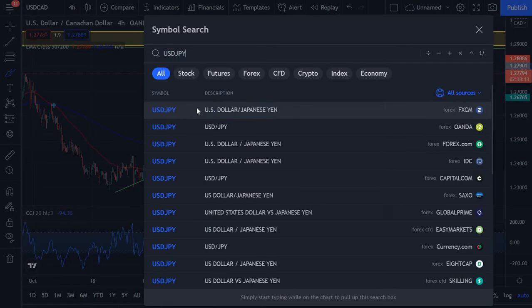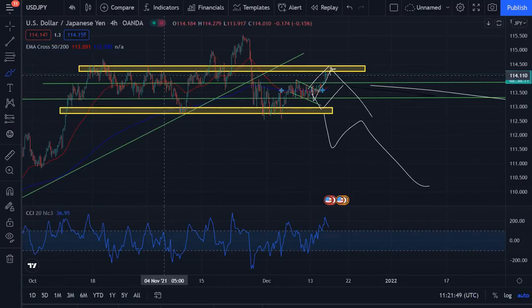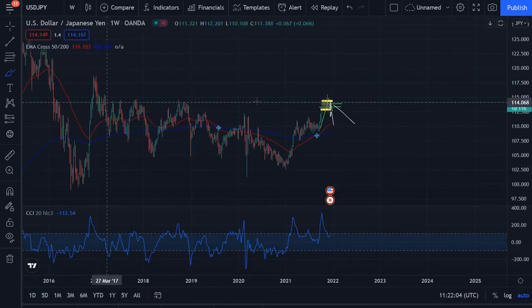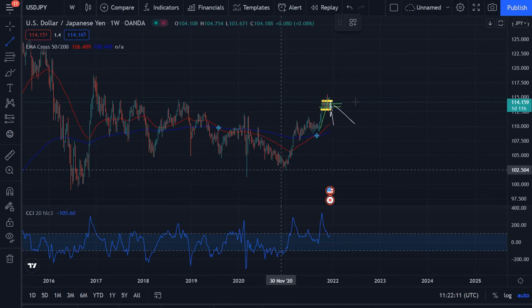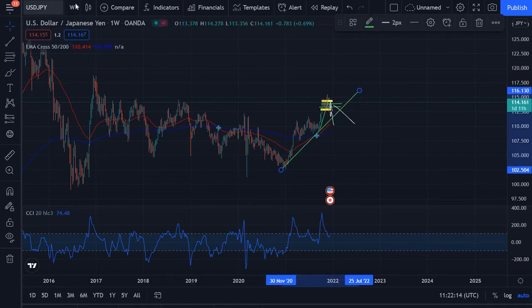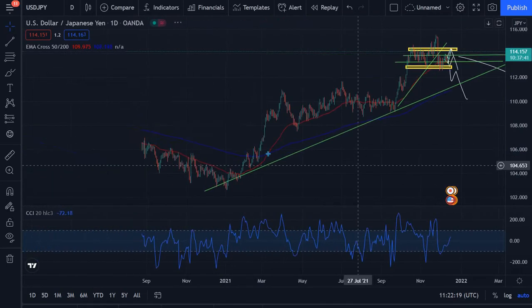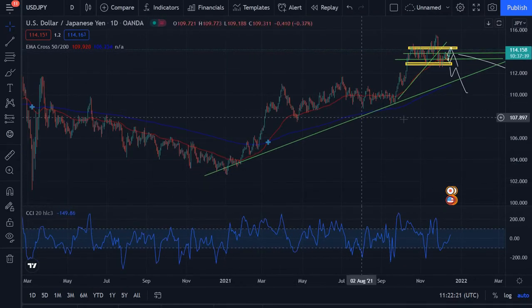So taking a look at USD Japanese yen real quick. So here we reached this resistance zone after this kind of bullish flag, and we are heading here to the upside. Now on the weekly, we are here retesting this pretty big resistance zone. Here we are on an uptrend again on the weekly and daily. So here one retest or the first touch, here the second retest.